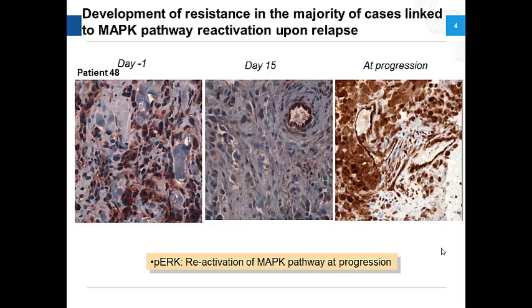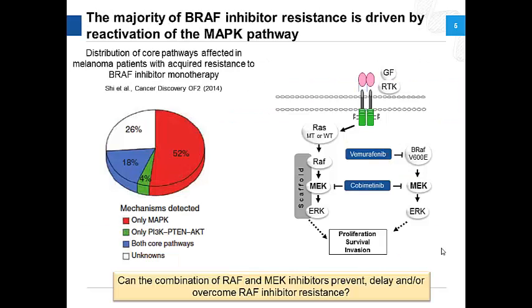And the development of resistance in the majority of cases has been linked to MAP kinase pathway reactivation upon relapse. As we can see here, looking at the immunohistochemistry data from a patient sample, at day 1 the phospho-ERK signal is there, and then after 15 days of treatment it goes away, but upon relapse on vemurafenib treatment, phospho-ERK levels come back. In fact, recent studies have shown that the majority of BRAF inhibitor resistance in melanoma is driven by reactivation of the MAP kinase pathway through several mechanisms.